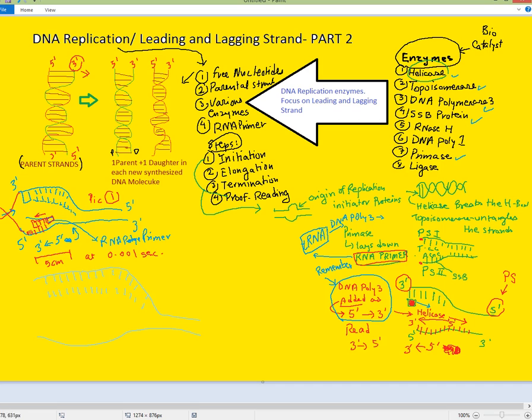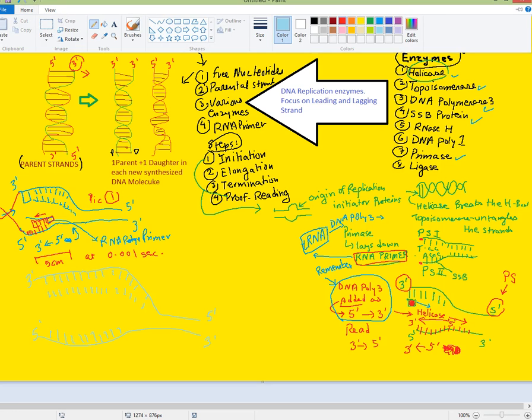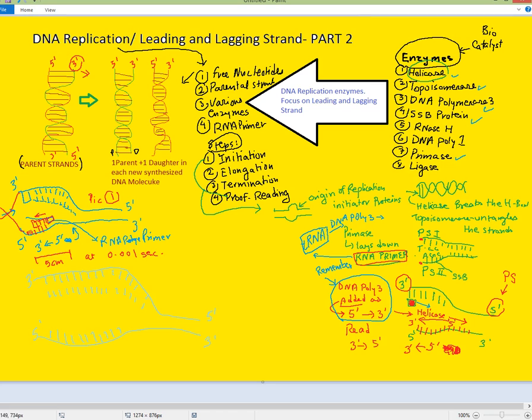Okay, and this is the 3' end, and this is the 5'. This is 5', and this is 3'. Now these are the nitrogenous bases. So now here we had added, say, right in this area, first the RNA primer.